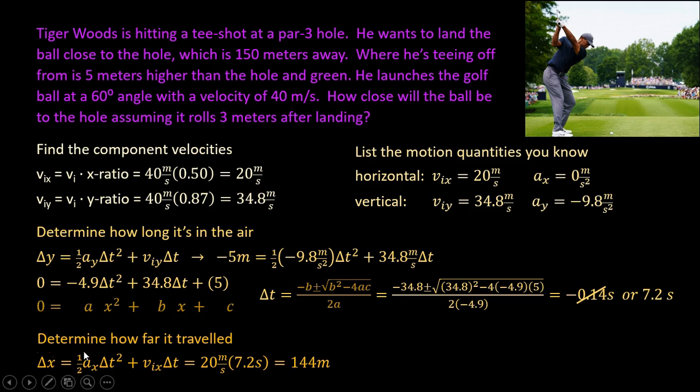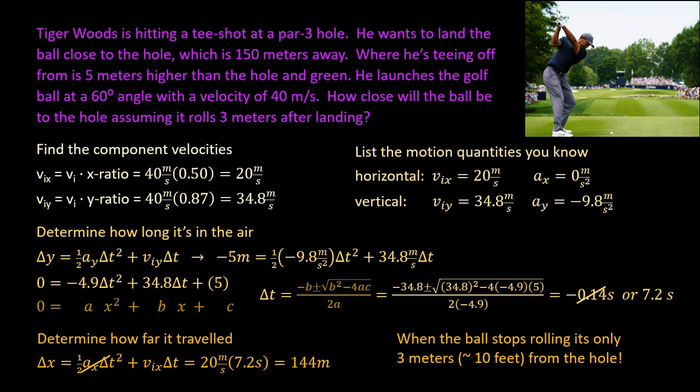Now we can determine how far the ball traveled, so we use equation 2, remembering that when we use the horizontal dimension in equation 2, acceleration is 0, and so we get the distance the ball traveled before landing was 144 meters. Remember, it's going to roll another 3 meters, so it's 147 meters when it stops rolling, and that's only 3 meters or about 10 feet from the hole. Good shot, Tiger.